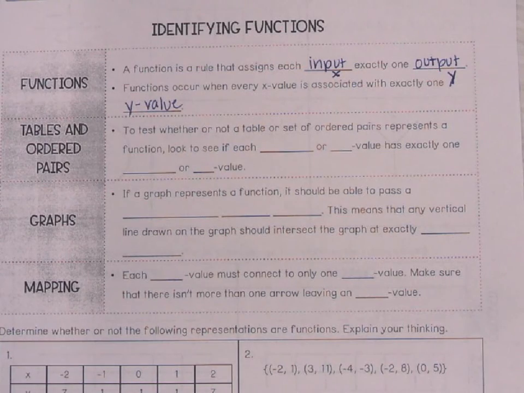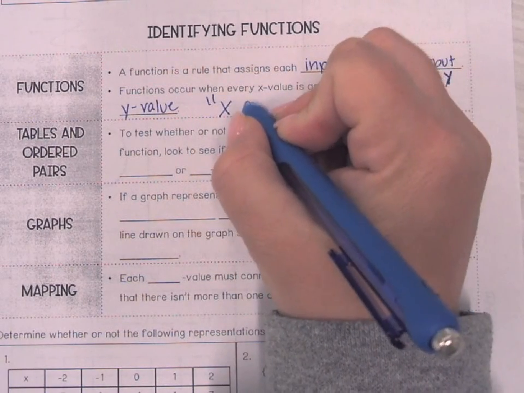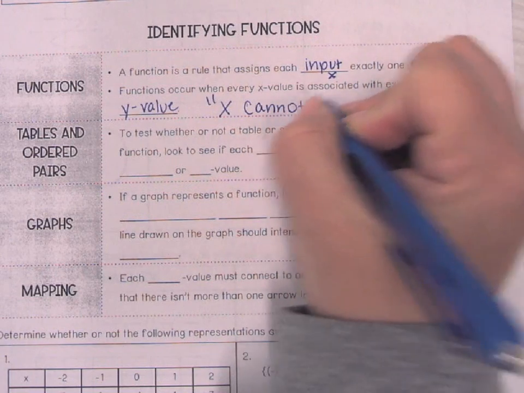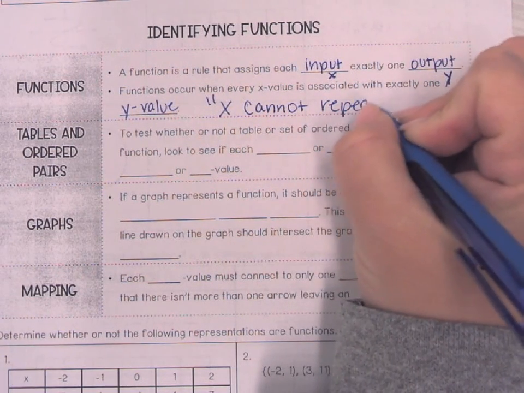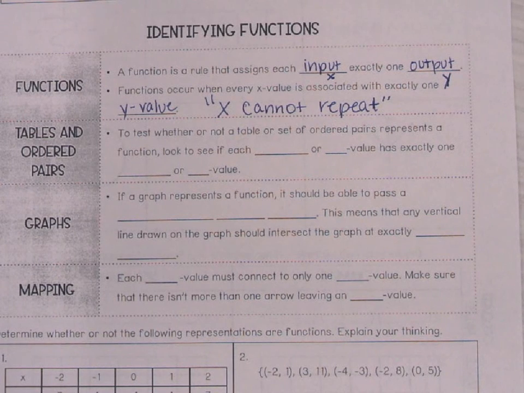Okay, so x cannot repeat. I want you to put this right here. X cannot repeat. That is the most important thing for you to remember when you are doing functions. If you are saying if something is a function, x cannot repeat. Okay, we are going to look at these from 3 different ways. From tables and ordered pairs, because they're going to be the same.